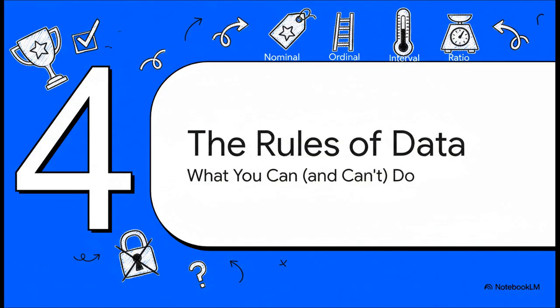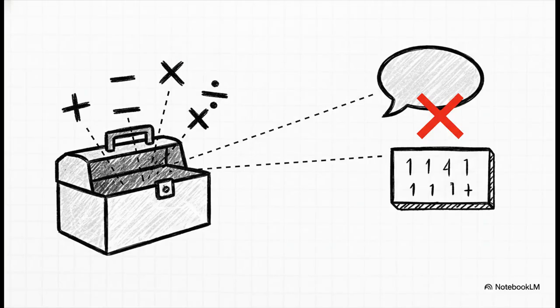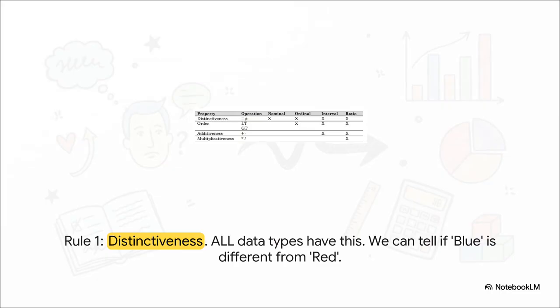Now, let's talk about the rules of the game. What can you actually do with each of these types of data? See, the type of attribute you're working with isn't just some academic label for a pop quiz. It literally dictates the rules of your analysis. It tells you which mathematical tools you're even allowed to pick up and use to find insights. So let's build this up, rule by rule.